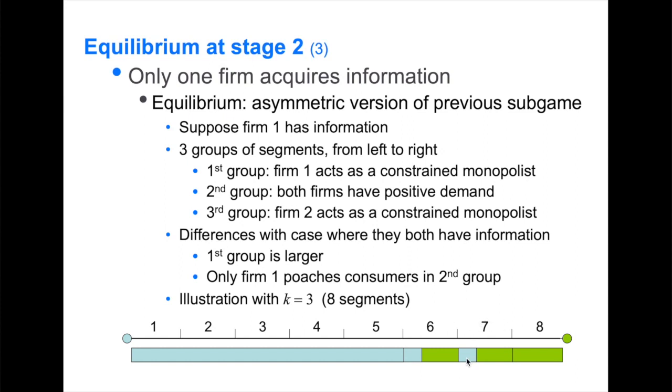Firm 1 can offer specific discounts to attract these consumers. Okay, so clearly the firm that doesn't have information is at a disadvantage here, because this firm is setting the same price for all consumers, whereas firm 1, which has information, has the possibility to adapt its prices with specific discounts to where the consumers are located.